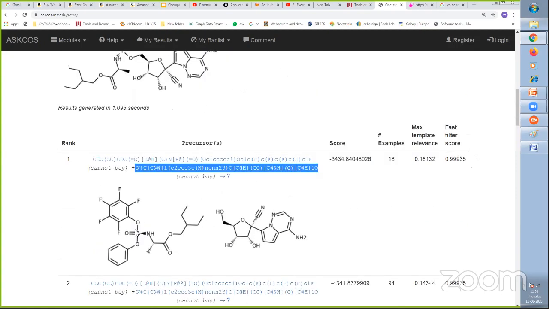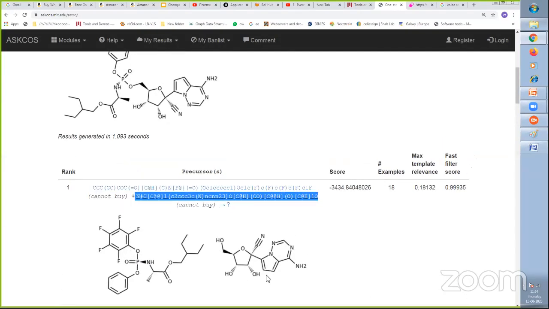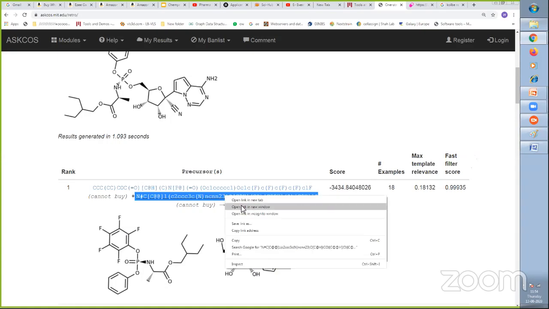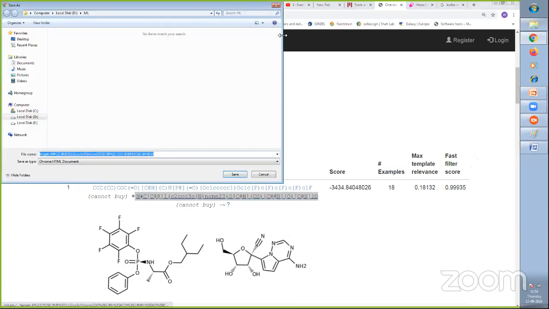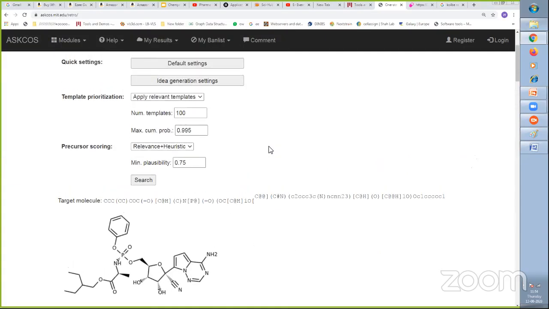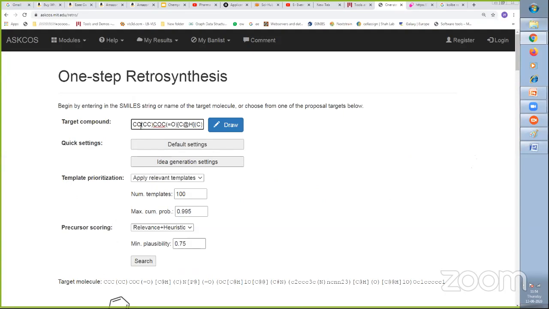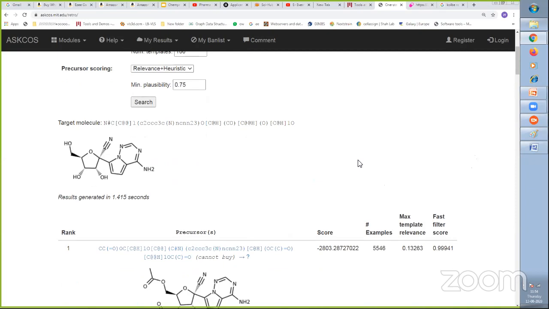So what you can do, this itself can be prepared. Since you cannot buy this one, you have to prepare it. So like this, now we saw how to prepare this one. We can now go for this one. So I just copy this one, sorry, I have to copy this one and go here. So this is one of the precursors.